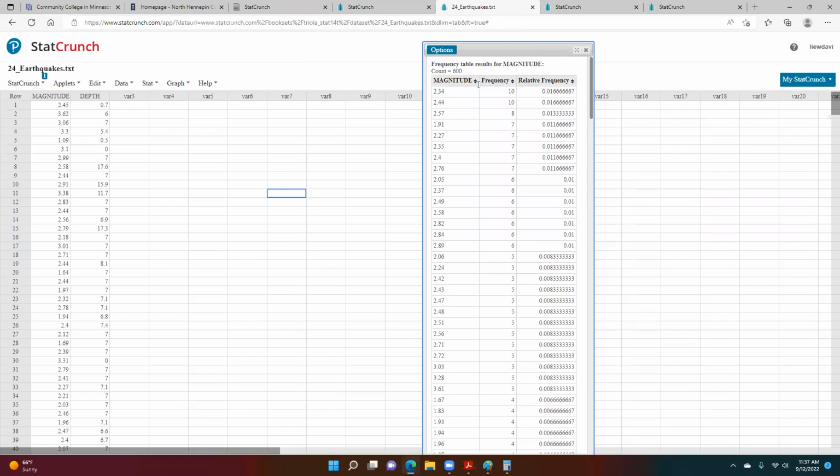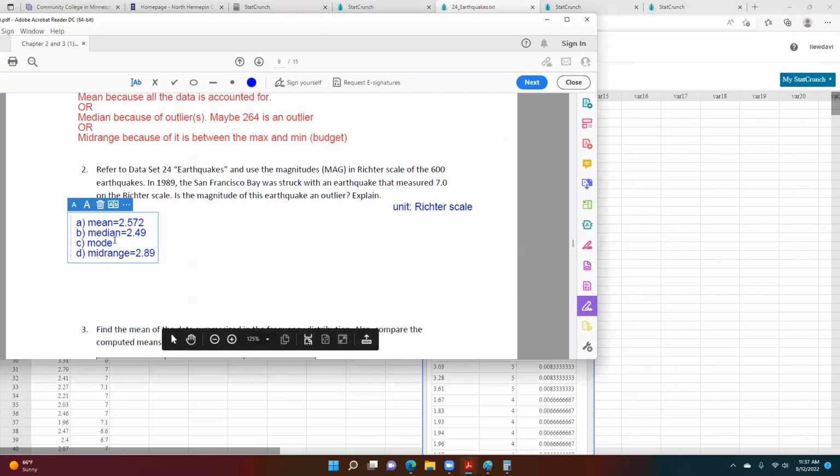So in this case, you find that these two magnitudes are the modes, because they happen the most frequently. So this is actually bimodal, meaning you have two modes in this case. Your modes will be 2.34 and 2.44. Okay. So this is how you find your modes if you have multiple modes here.